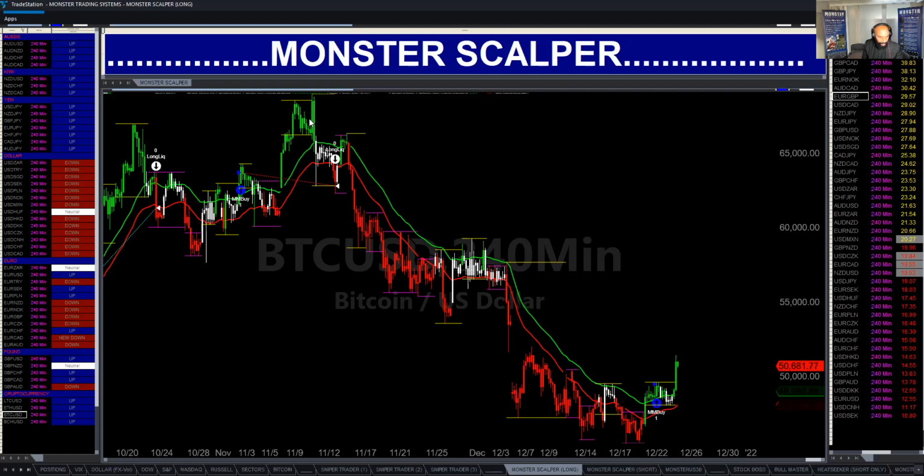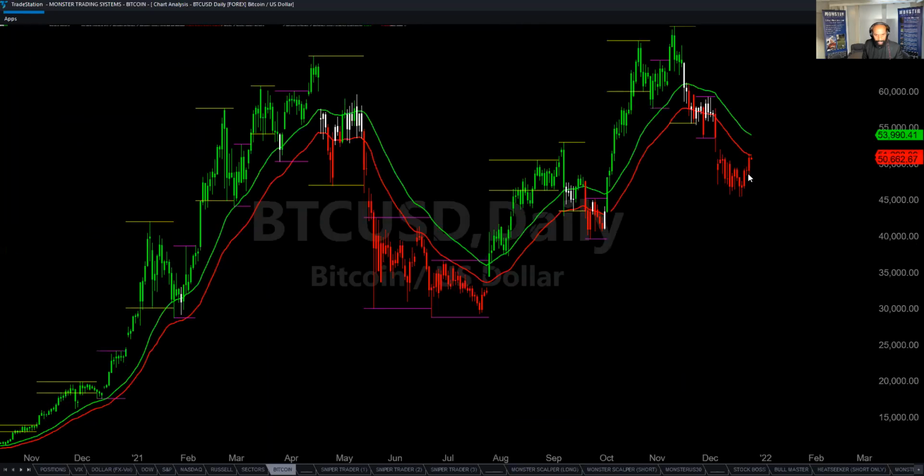It's looking really good. It fell down quite a bit, right? So we had a nice retracement, a nice sell-off, and now it looks really good to move higher. On the daily time frame, it's looking really good here.